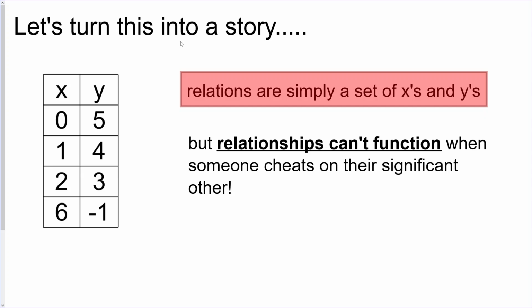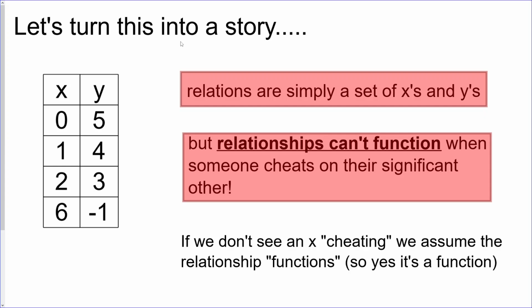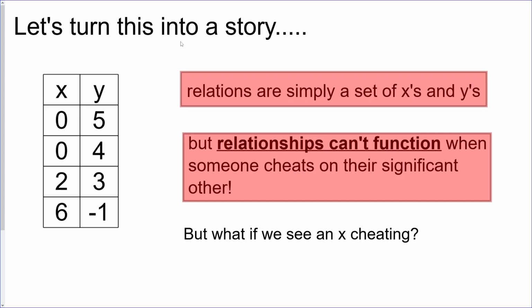But remember, relations are simply a set of x's and y's. So when we see this XY table, that is a set of x's and y's. But relationships can't function when someone cheats on their significant other. So if you see an XY table, you're going to say that's a relation, guaranteed. But there's a chance that they have good relationships, and that means that it will continue to function, and that they'll be able to stay together. That relationship will work. But if someone's cheating, that's it. So let's go take a look at this. If we don't see an X cheating, we assume the relationship functions, that it works, and we would say, hey, it's a function.